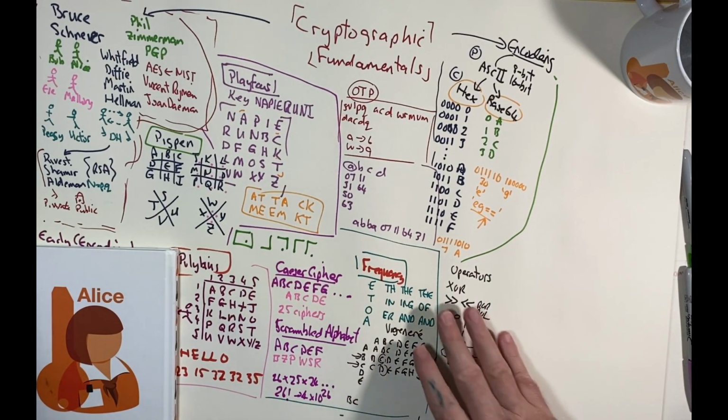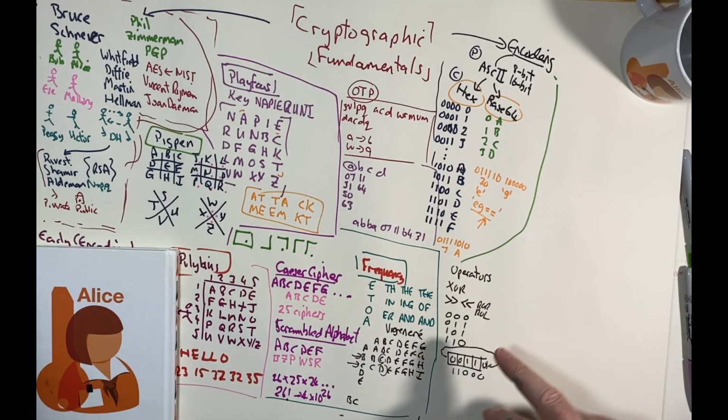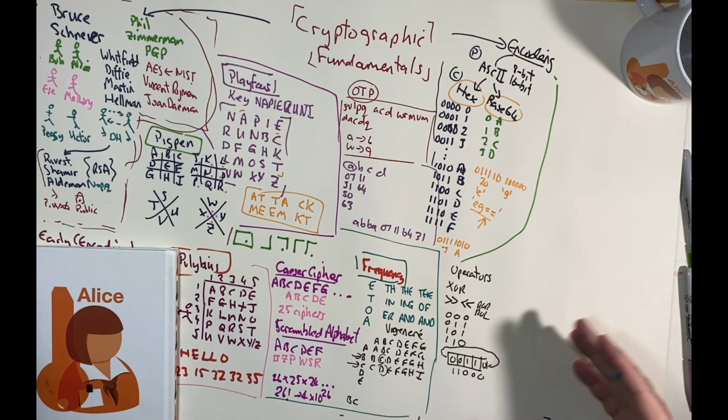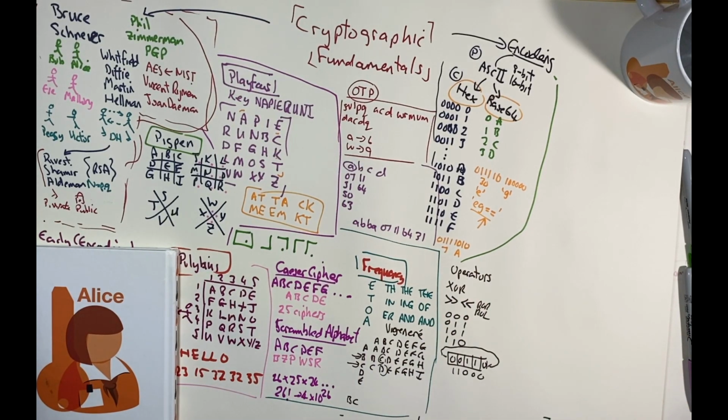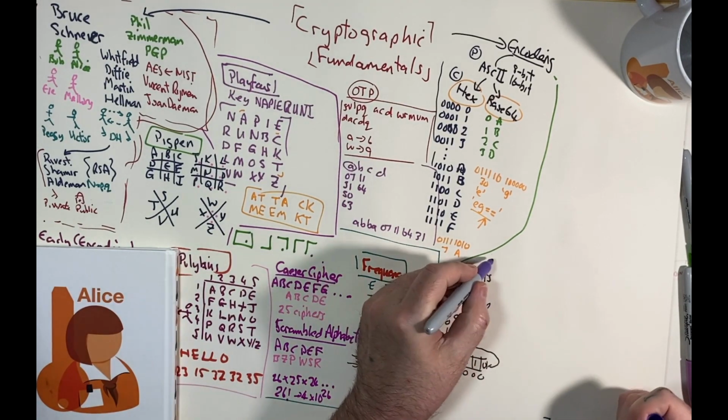So an encryption method might be XOR with a certain value, then rotate right by 2 places, and then to decrypt, rotate left by 2 places, and then XOR by the same value. So those are the operators that we would often use.